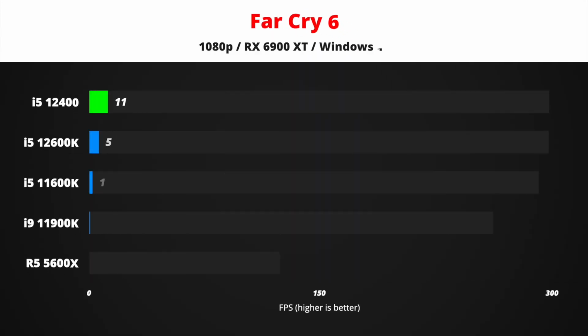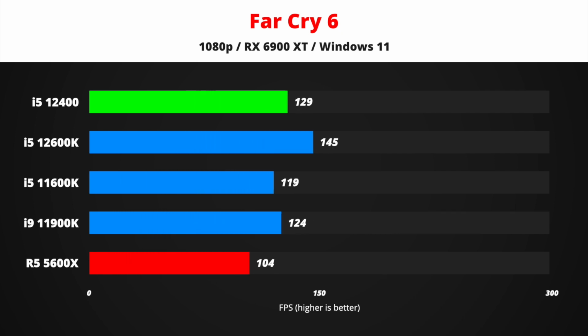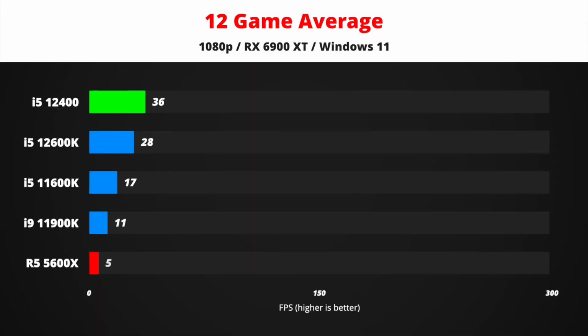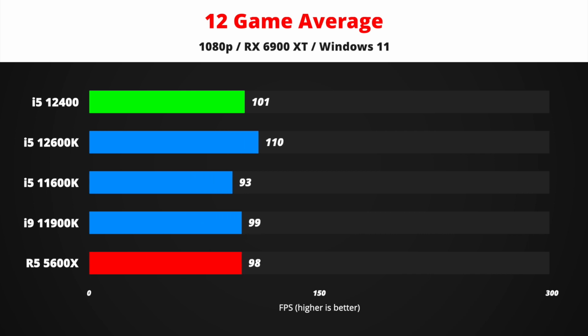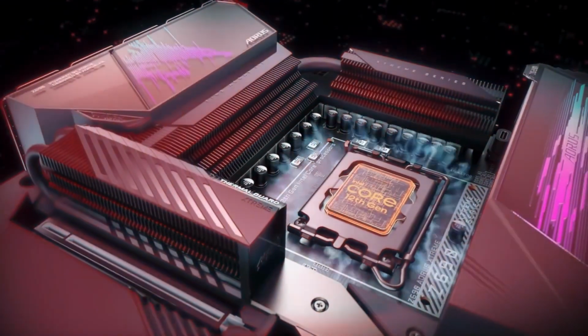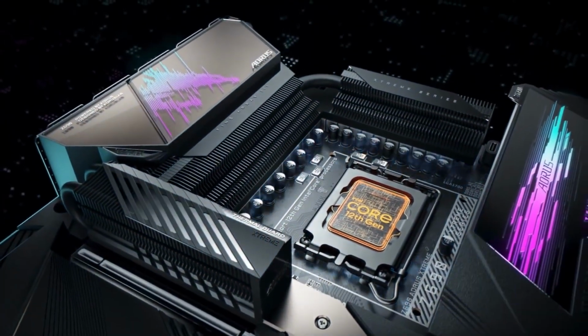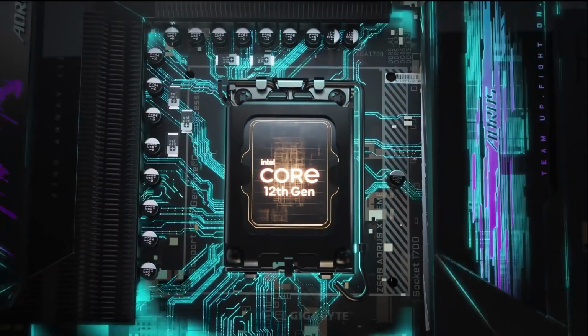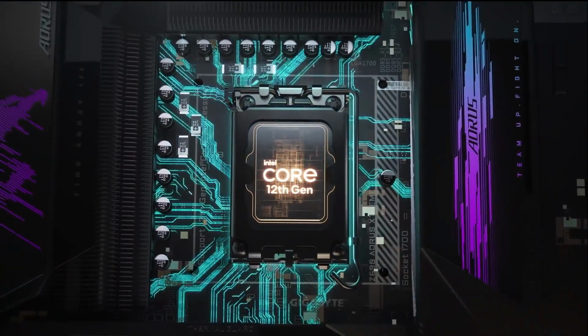In recently released Far Cry 6, 12400 manages to beat Ryzen 5 5600X by 10%. Comparing the average FPS across 12 games, I am pleased to see that i5-12400 performs as good as i9-11900K and Ryzen 5000 series CPUs. Basically, we will get a flagship level gaming performance in a $200 i5 very soon. What do you think about it?